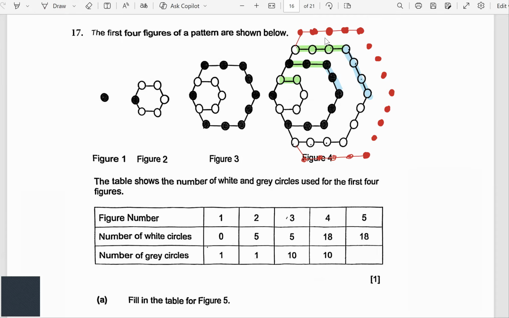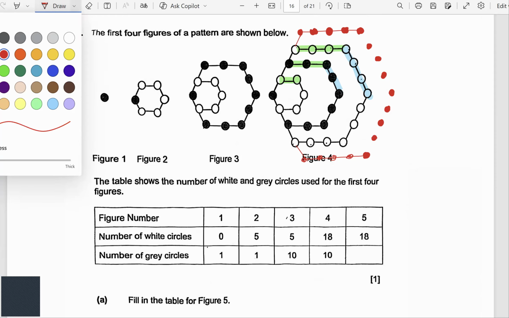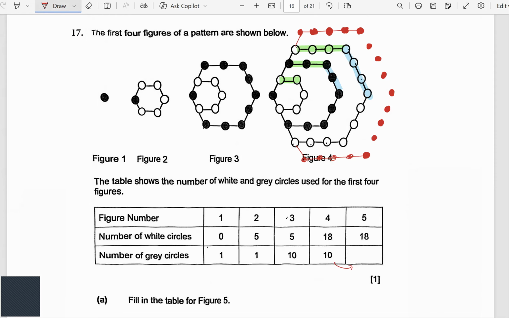Okay, so try to observe the pattern. The top here, 2, 3, 4, and then 5 circles. And then the side here, 3, 4, 5 circles. Then below is basically the same thing. Okay, so 5, 6, 7, 8, 9, 10, 11, 12, 13, 14, 15, 16, 17. So we're adding 17. Just 27.